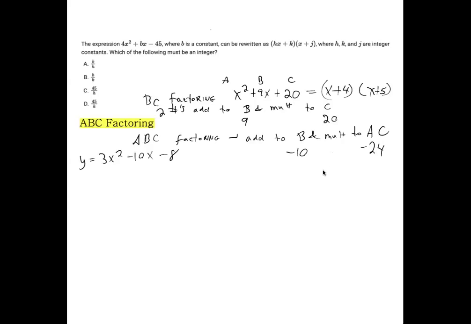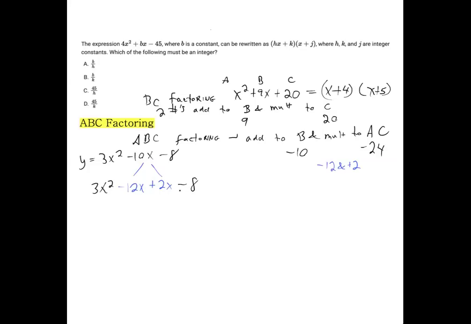So in this example, what two numbers add to negative 10 and multiply to negative 24? If you kind of go down the list and think about it a little bit, the numbers would be negative 12 and 2. So when we find our numbers, negative 12 and positive 2, then what we do is split the middle term into those two numbers. The order doesn't matter. Minus 12x plus 2x. So right now we have 3x squared minus 12x plus 2x minus 8.